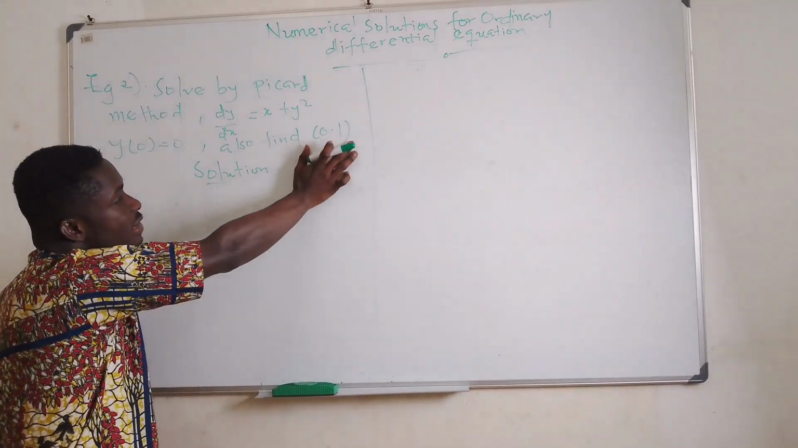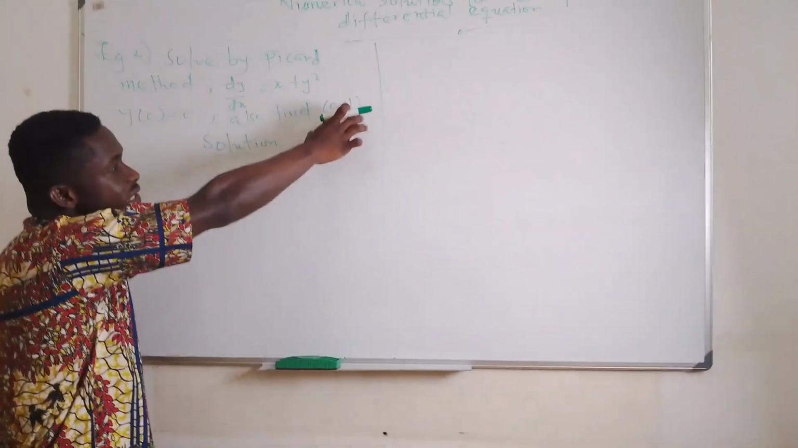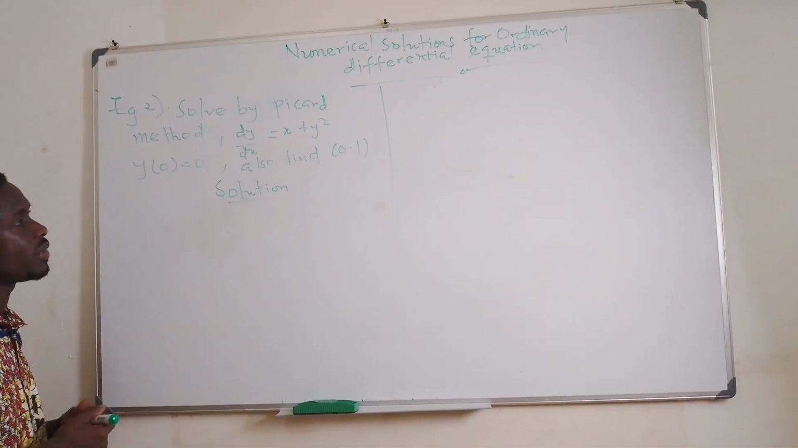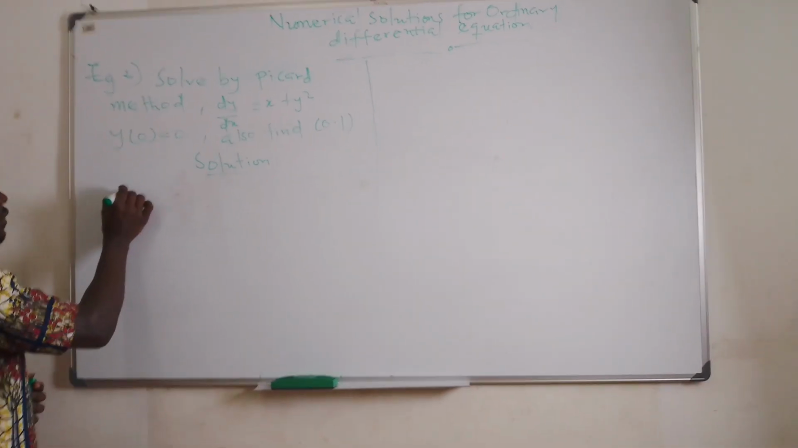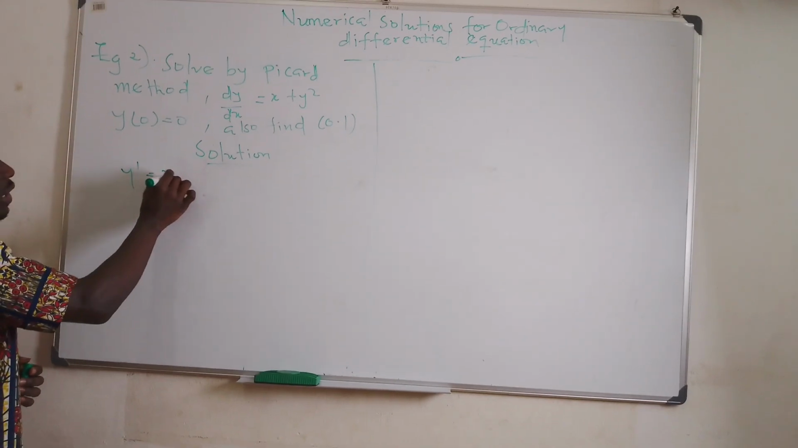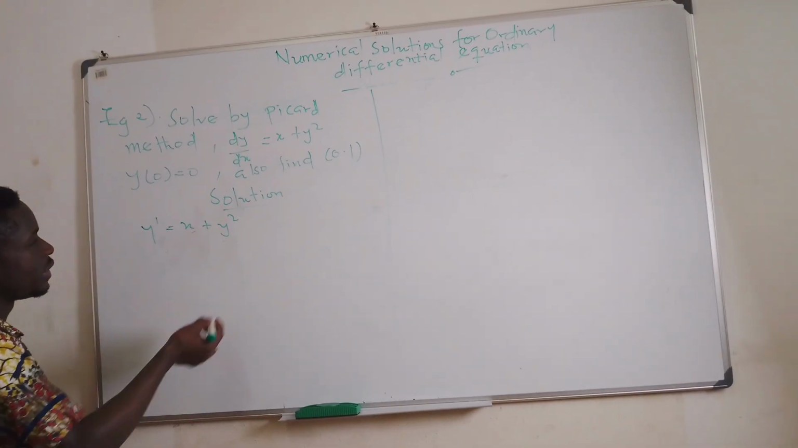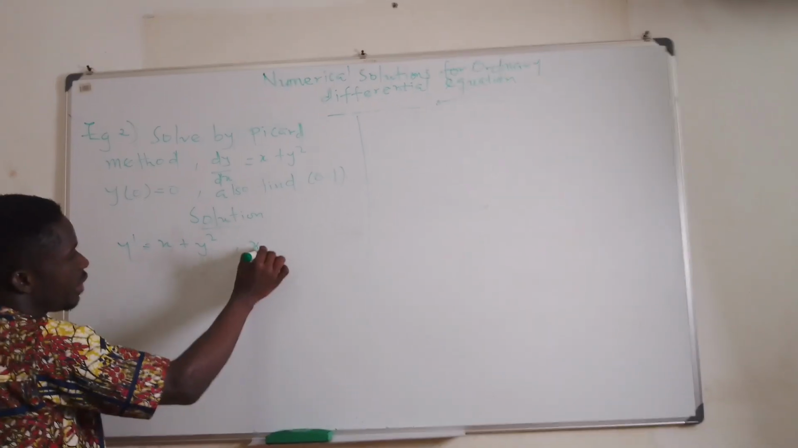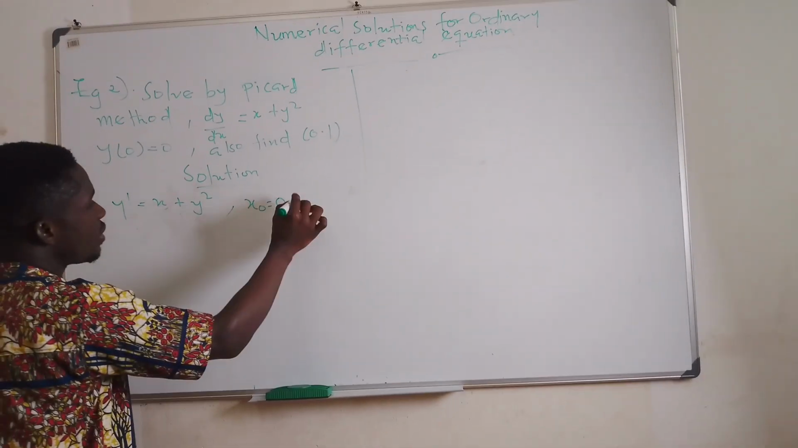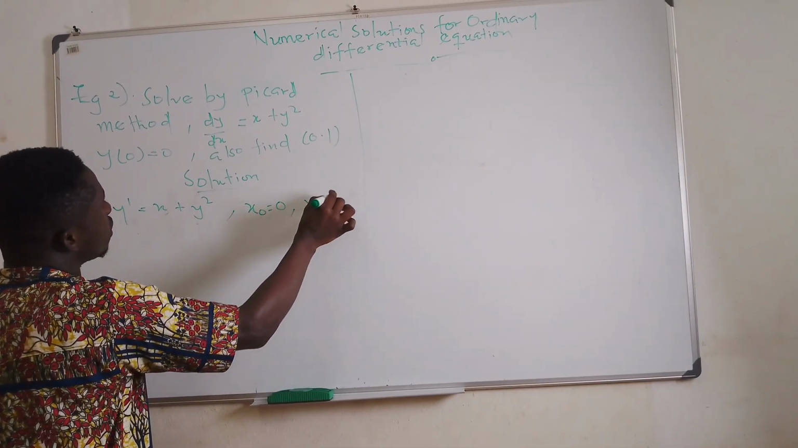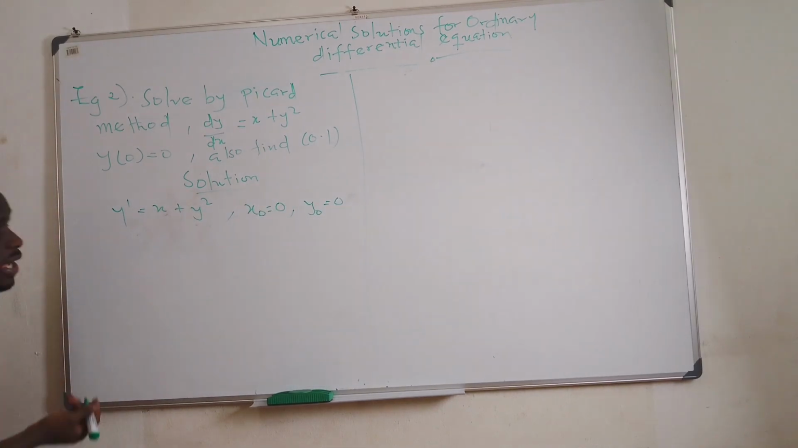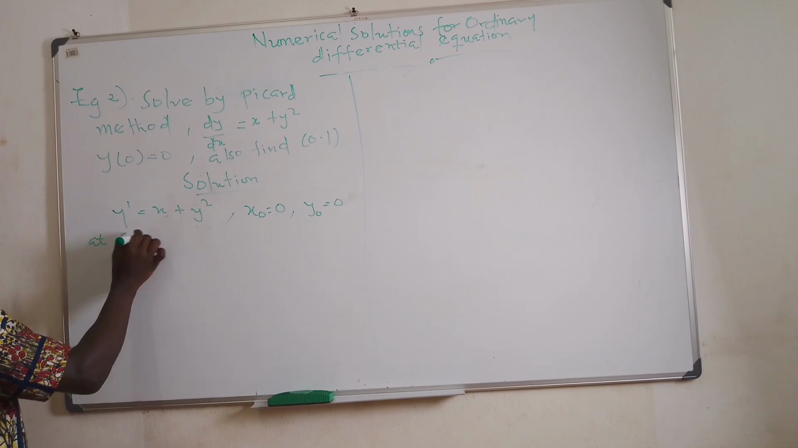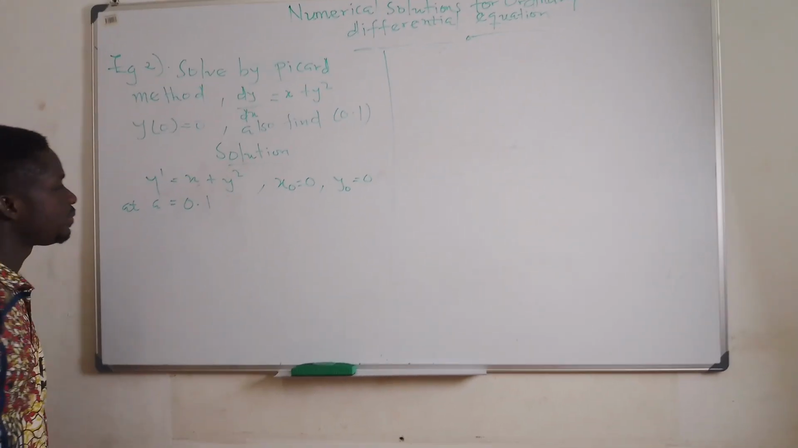Also, we are to find y at 0.1. So we are approximating at 0.1. First of all, let's write our data down. We are finding y prime equals x plus y squared, and our initial value, x naught equals 0, y naught equals 0. y naught is the same as y. We are approximating at, let's say, a equals 0.1.